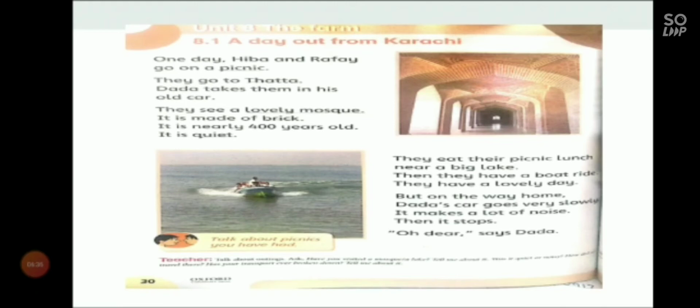Now look here, they have shown you a mosque and it's all made of brick. They have told us which material it was made from. It was made of brick. Now my dear students, you know that there are different building materials. From looking at old buildings, we see that in old times people mostly used to build houses or buildings with bricks or mud or clay.